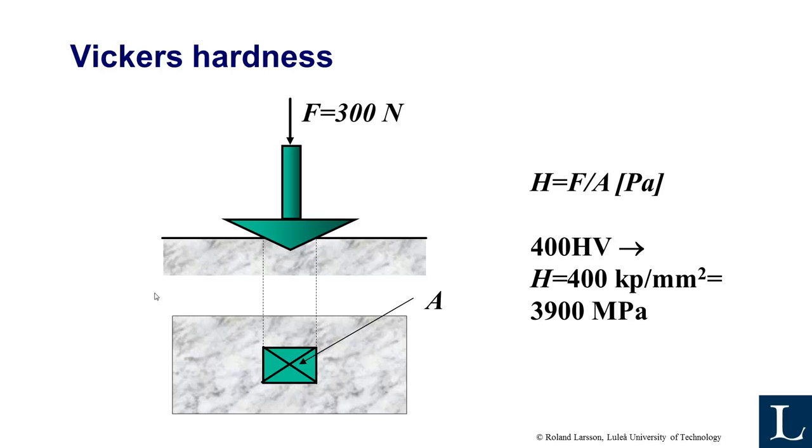So that means, for example, if you see somewhere a hardness value of 400 HV, that means hardness Vickers. That means it's 400 kilopounds per square millimeter. It's old units, but if you translate that into SI units, that's the same as 3,900 megapascals, or 3.9 gigapascals of hardness.